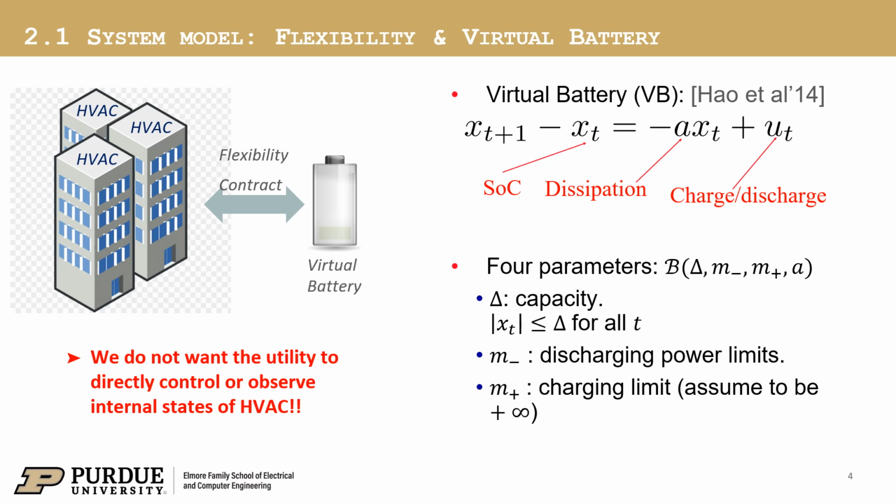In addition, our proposed contract includes a pair of reserve prices, P high and P low. Whenever the price signal given by the utility is P high for discharging or P low for charging, the building has to take any given charging or discharging signals.